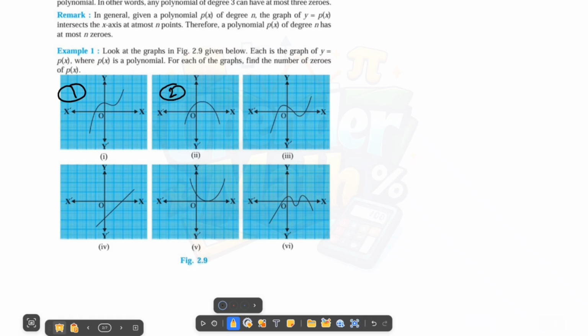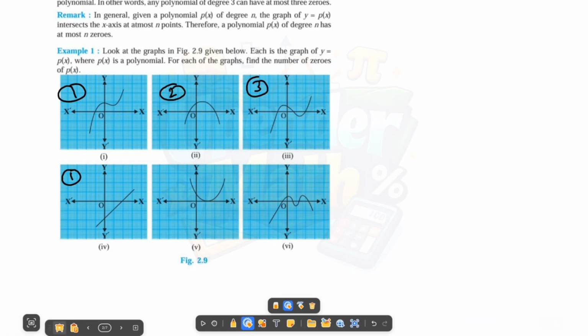Next, third graph. The graph is touching the x-axis at three different places. So here and here and here. Therefore it will have three different zeros. Next, graph number 4. The straight line is touching the x-axis at only one point, therefore it will have only 1 zero.